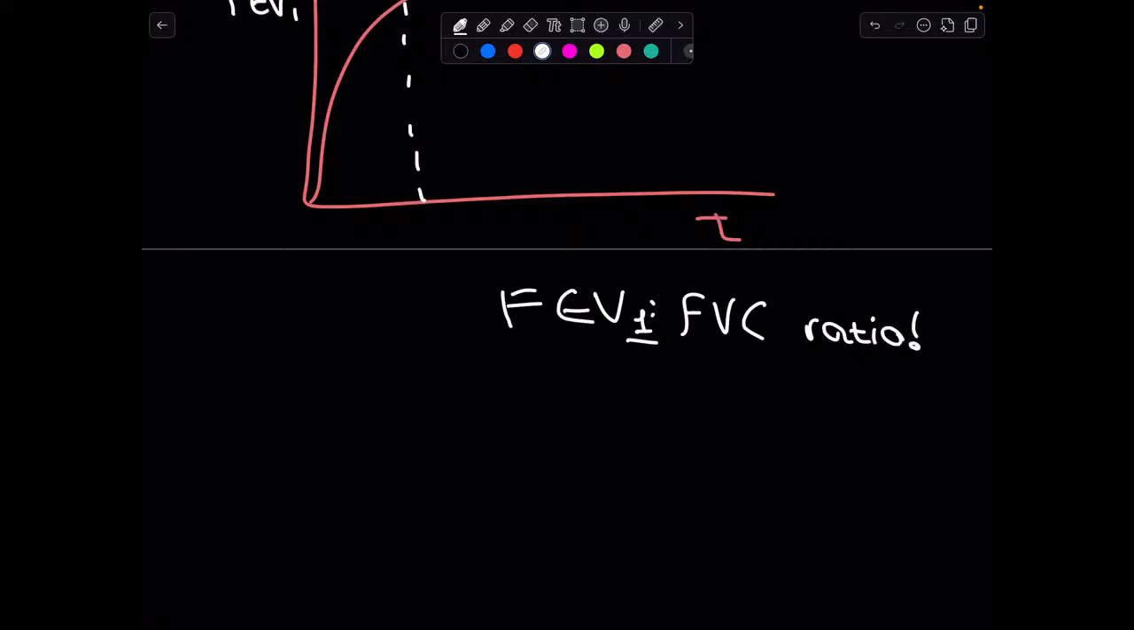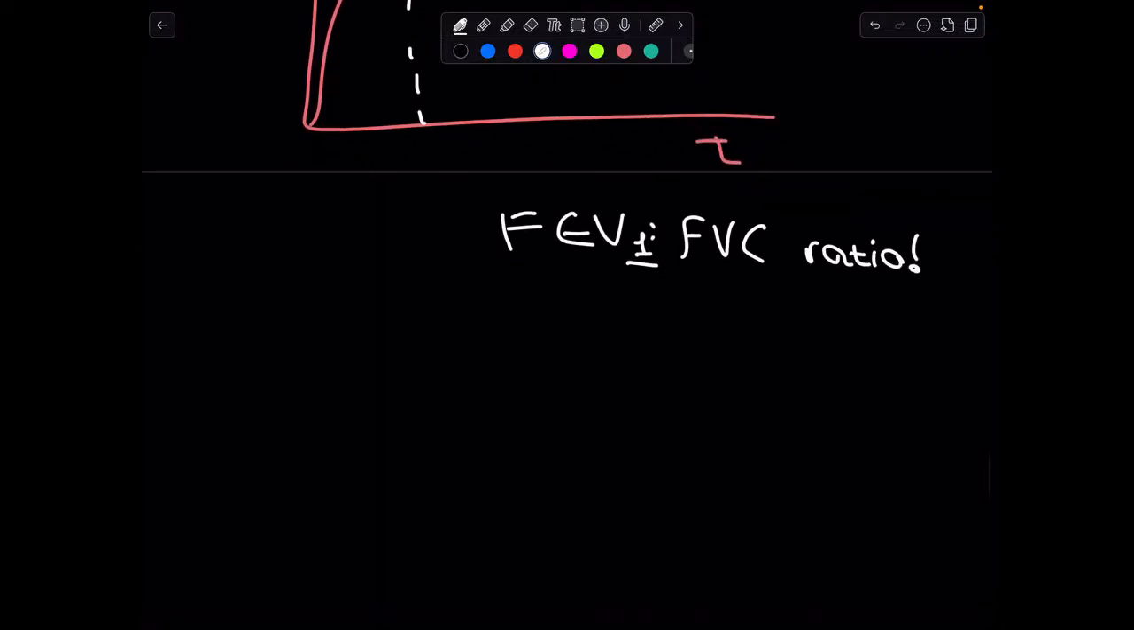I don't get it. No worries. The ratio compares how much air you can forcefully exhale in the first second to your total exhaled air. If the ratio is lower than normal, it suggests there's some blockage or narrowing in your airways, making it harder to breathe out quickly.